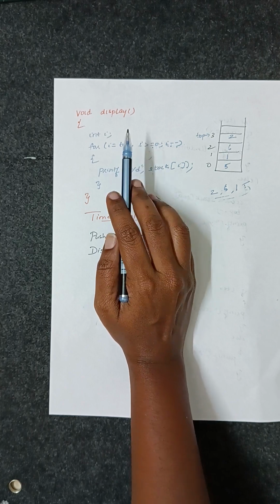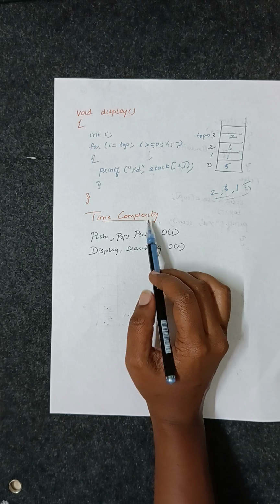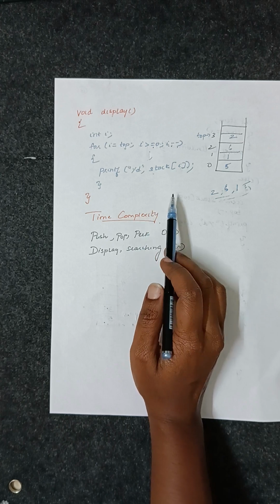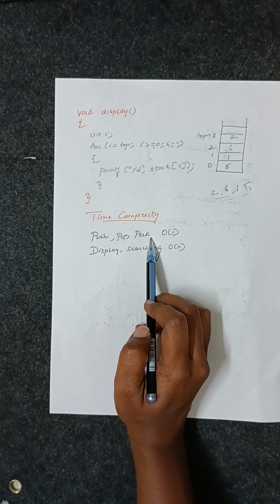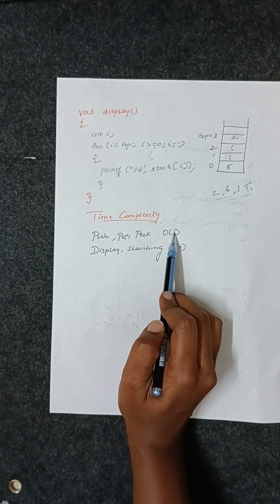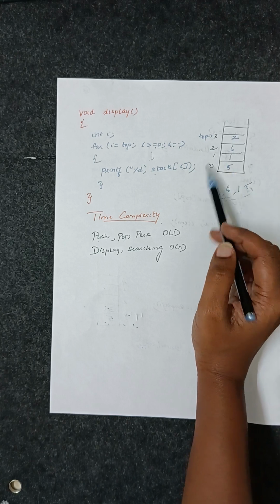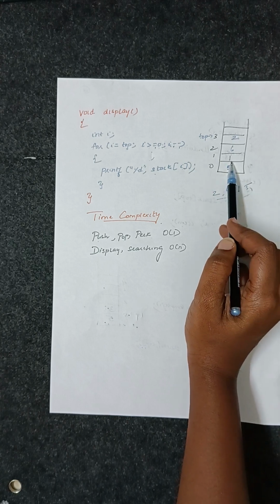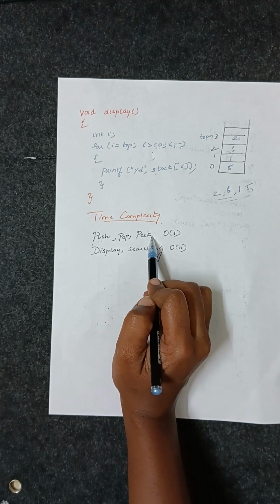and we learnt the condition to check whether the stack is empty or full. Now we'll see the time complexity for pushing and popping. When you perform push, pop and peek, the time complexity will be order of 1 only, because you're just passing the parameter and directly inserting the element. You don't need any loop for pushing, popping or peek operations.